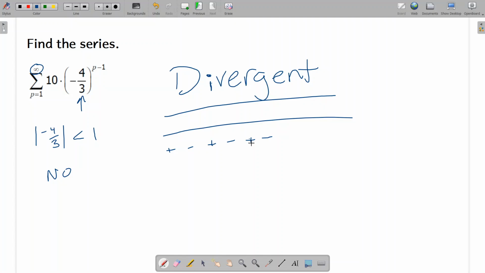And there's no good way to determine if the sum, when you take an infinite number of these terms, is going to end up approaching positive or negative infinity. There's really no way for us to know. So we don't need to specify. You would just say that it's divergent and that you could not find the sum.